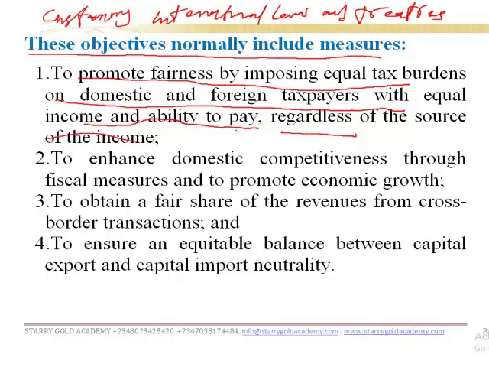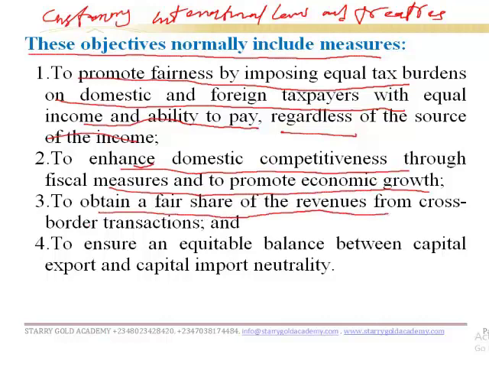Also, another measure or objective of international tax policy is to enhance domestic competitiveness through fiscal measures and to promote economic growth, to obtain a fair share of the revenues from cross-border transactions, and to ensure an equitable balance between capital exports and capital imports.